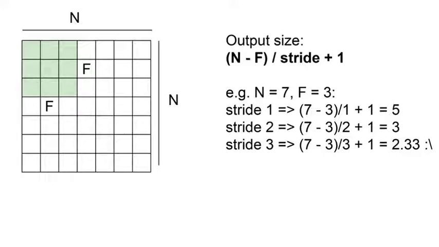So for our examples, we have seen n is 7, f is 3, so n minus f is 4. And for the original instance, when stride was 1, we just have 4 plus 1, so the output was 5 by 5. When stride was 2, we have 2 plus 1, so the output was 3. And here you can actually numerically see why 3 doesn't work, because it doesn't add up to an integer. An integer means that you have a clean overlap with the image without going out of bounds.